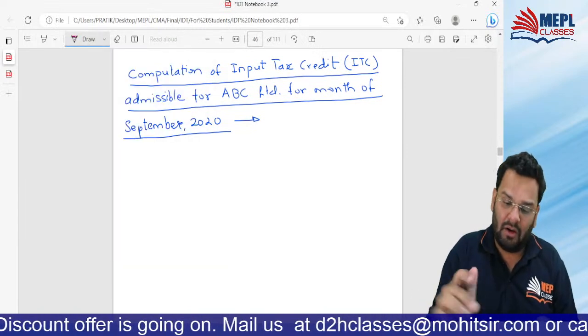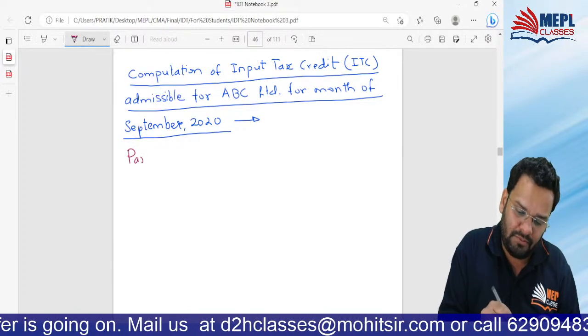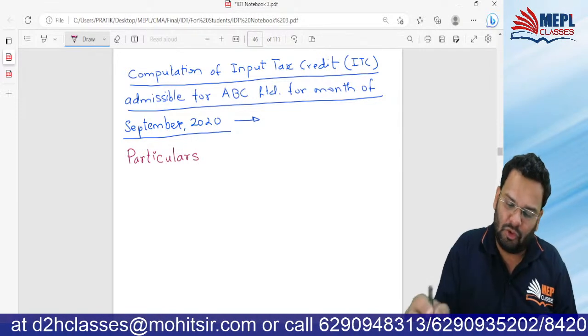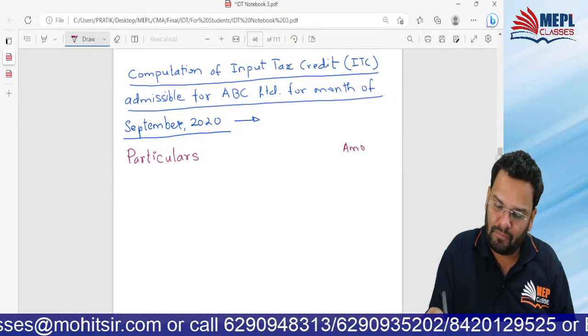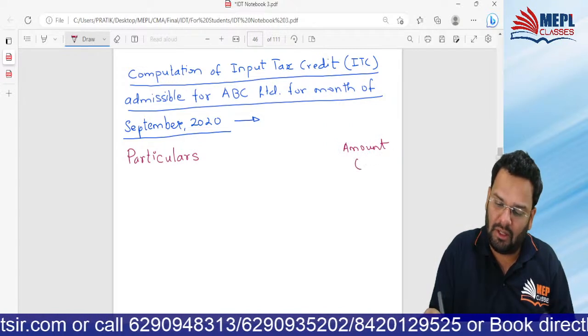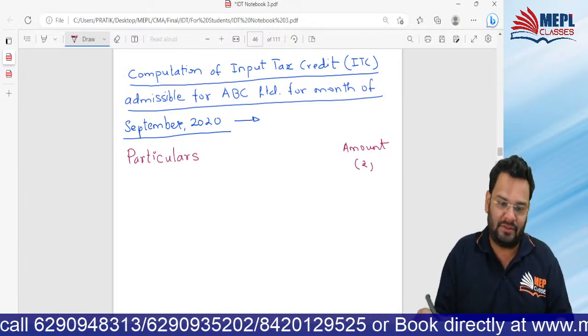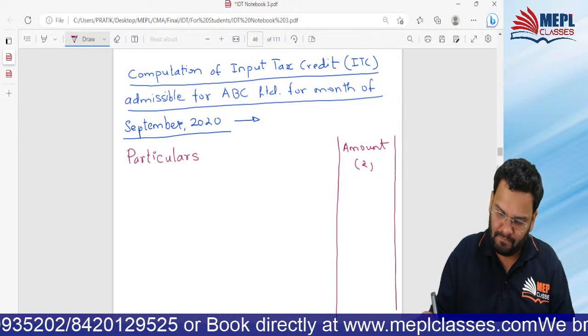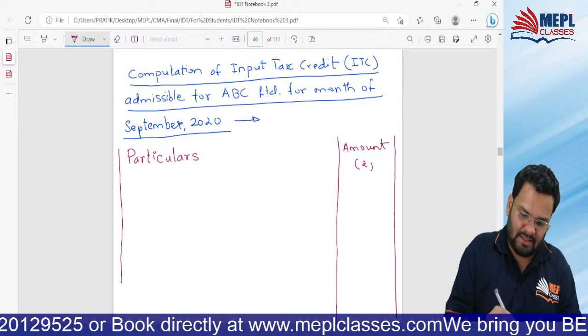So, particulars, and I want very small amount columns, a bigger particulars column. So, particulars, amount in terms of rupees. Yes. Let us start.